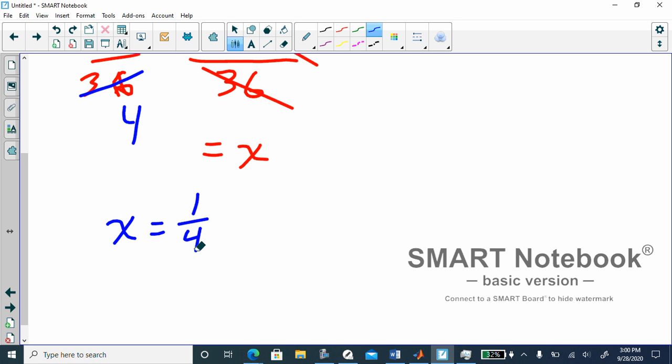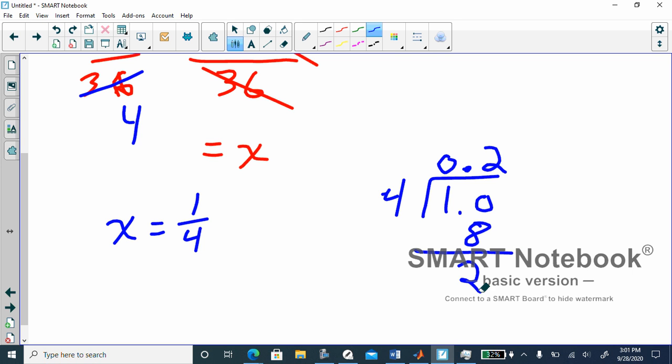Now let's get that as a decimal. So 1 divided by 4. So our decimal is here. So in our answer, our decimal will be there. So 4 doesn't go into 1, but if we put an understood 0, 4 goes into 10 twice. 2 times 4 is 8. Subtract 10 minus 8 and get 2. Since we have a remainder, we can bring down another understood 0. 4 goes into 20 5 times.